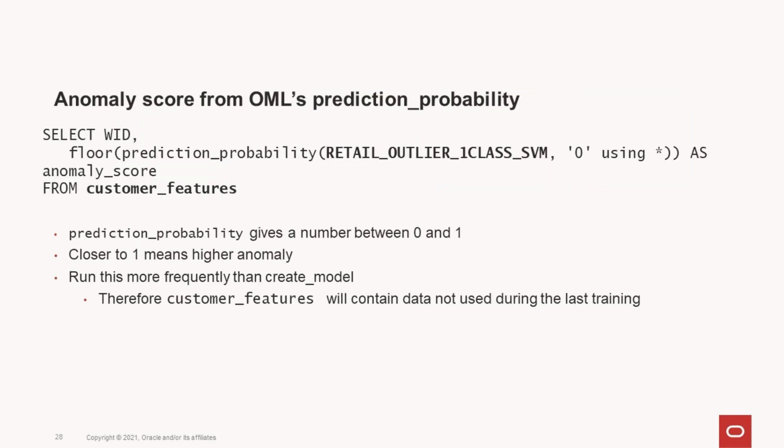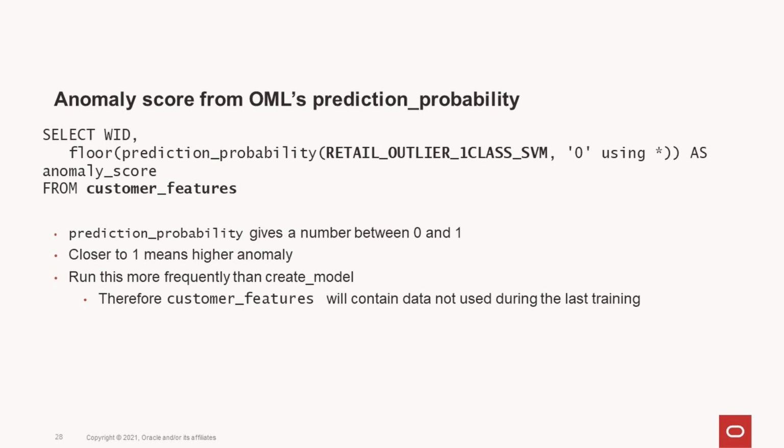So how do you get the anomaly score from OML? There's a prediction probability function. You give it the model name; I just made up a model name here. The using star means to use all the columns, in this customer features table. This is the result coming out from here.